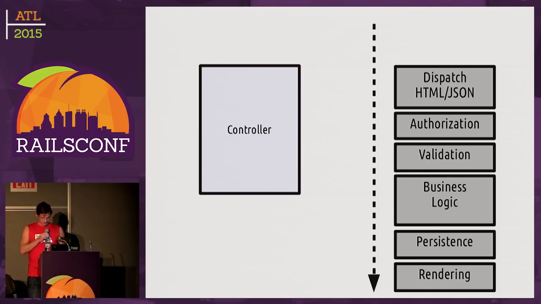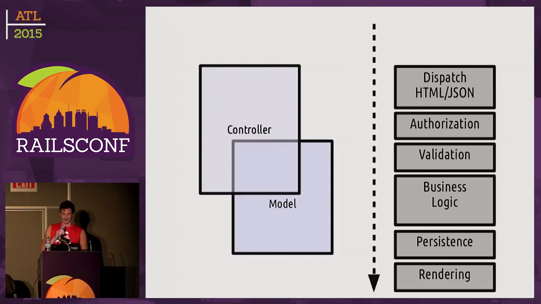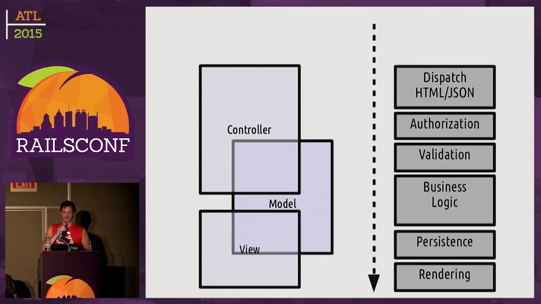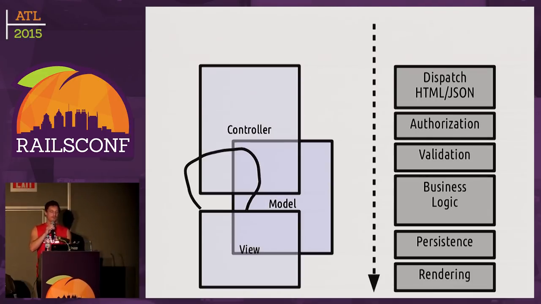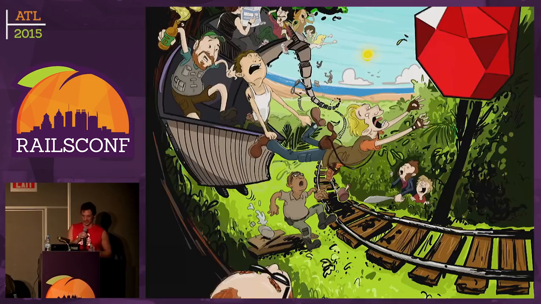But in Rails, the controller handles parts of that, and then the model handles parts of this stack, and they also overlap. So you have model code that should be in the controller, and you have controller code that should be in the model, and then the view does a little bit here and a little bit there, and sometimes it does a little bit more. So we have a lot of overlapping code. It's not clear in Rails where do I put my code? What's the place for this kind of logic?